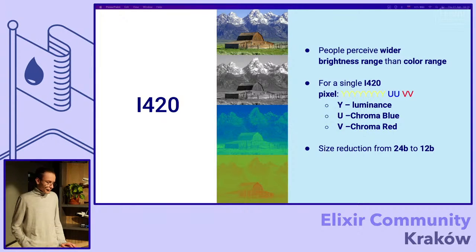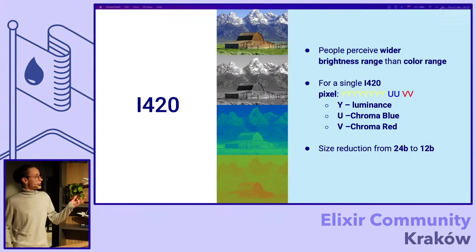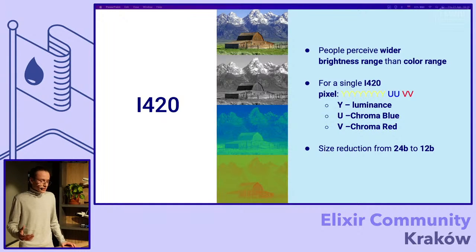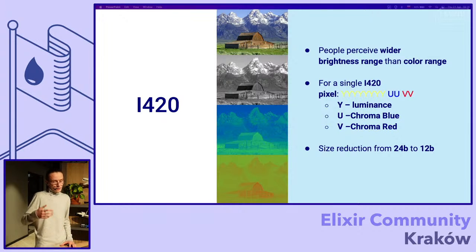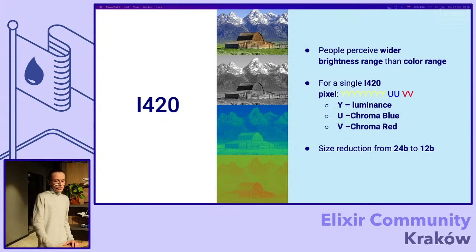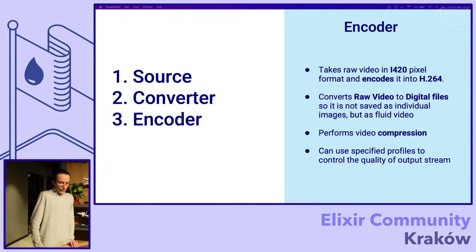Yeah, and there we can see a picture where the first one is just the real image. The second one is only the luminance, brightness, and then we have blue and red, which are stored in just 2 bits. And it's single. Every pixel has this amount of bits.